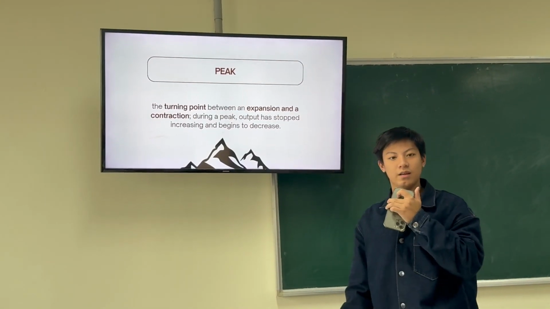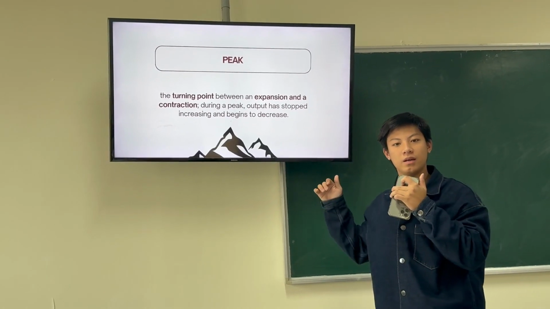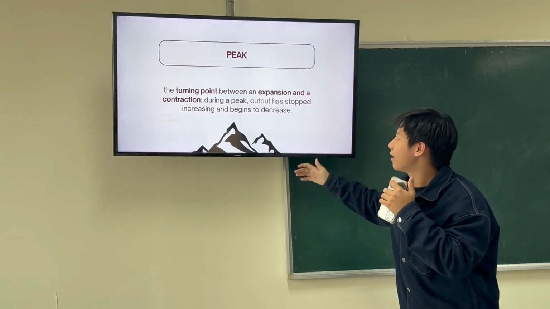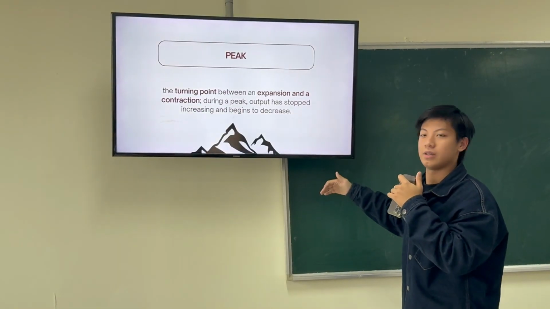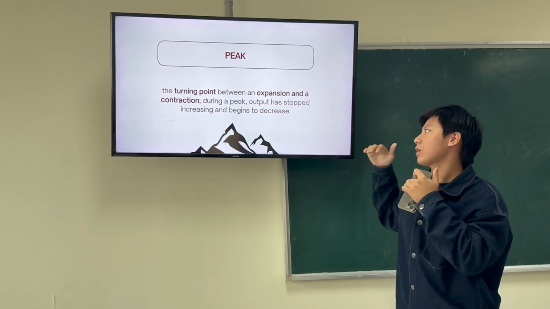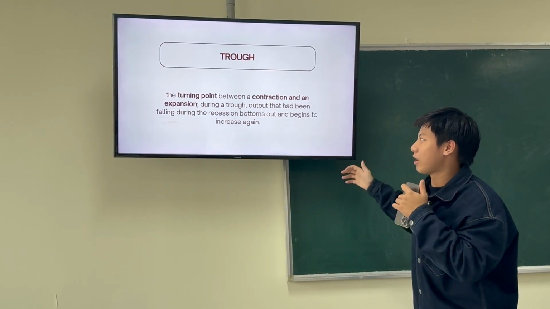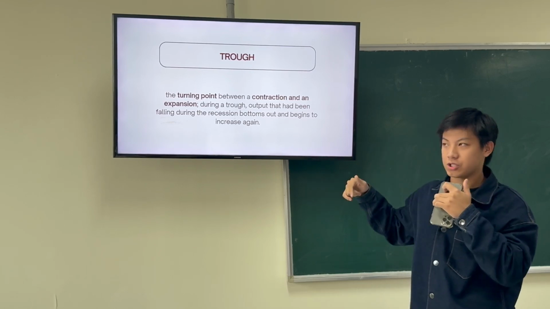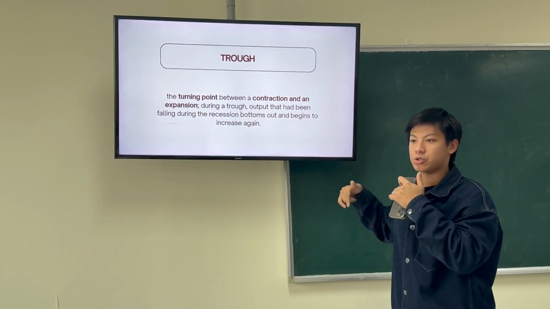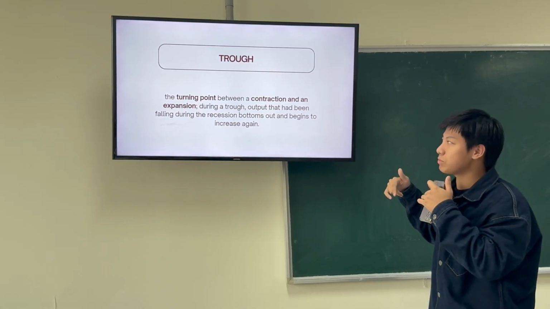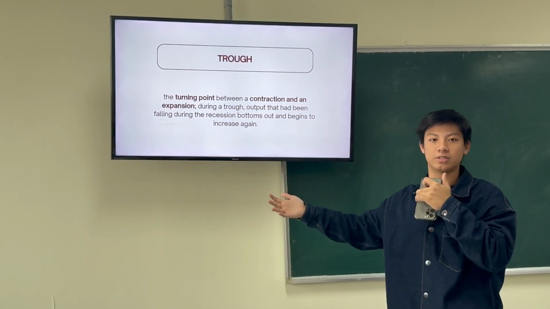The peak is a turning point between an expansion and a contraction. And during a peak, the output has stopped increasing and it begins to decrease. And the trough is the turning point between a contraction and an expansion. And during a trough, the output has been falling during the recession. The recession begins to bottom out and it increases again.